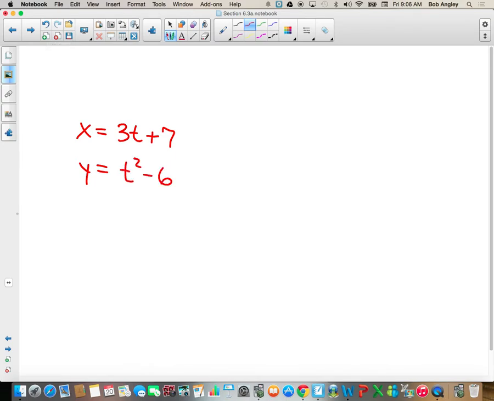All right, would you eliminate the parameter there and get this as a function of either x or y? I thought I had another slide in there where we would do that, but I must have taken it out by accident.